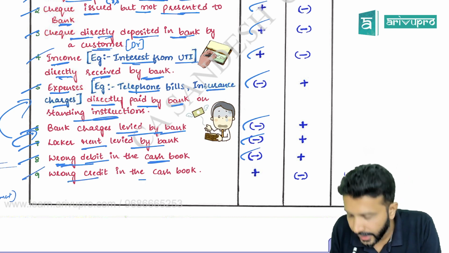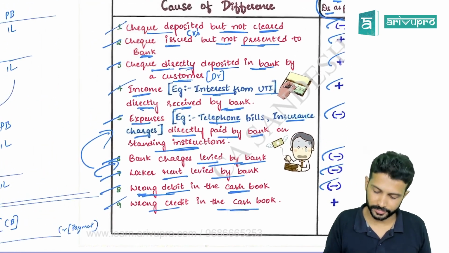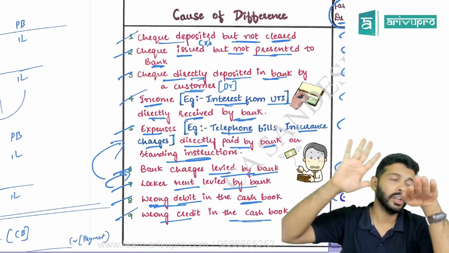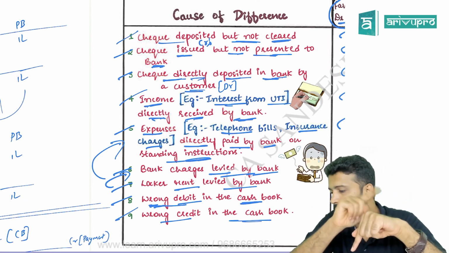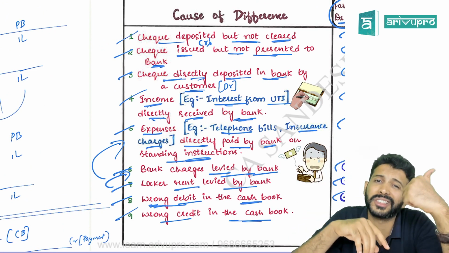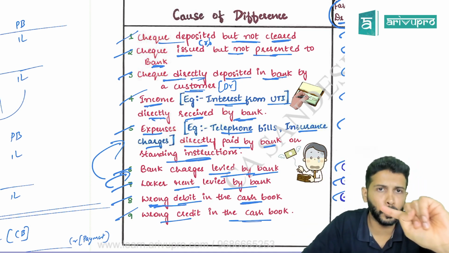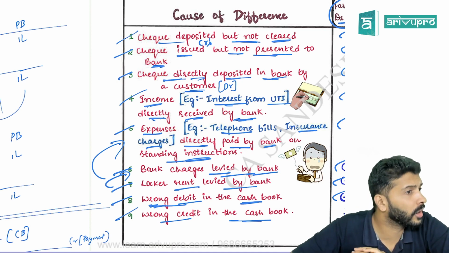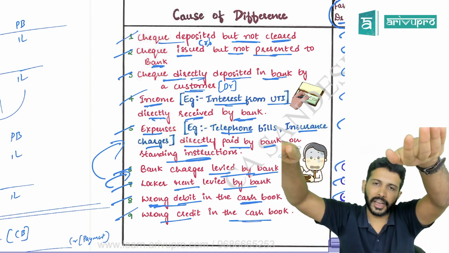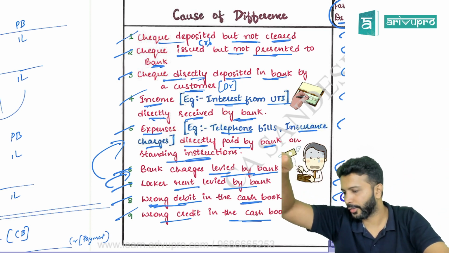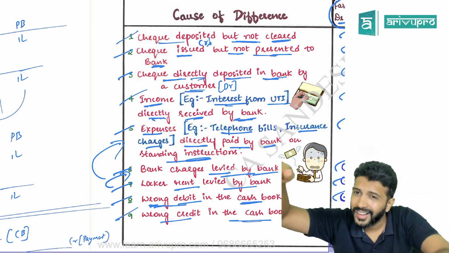Wrong credit in cash book. Okay, if you have understood the previous one, you should be able to tell me this. You have given a wrong credit in cash book. Sir, credit side of cash book represents receipt side or payment side? Payment side. If you put some extra components on the payment side, what will happen to your cash book balance? Cash book balance will decrease. All of you agreed? So if you're showing some extra payment, obviously your cash book balance will reduce.